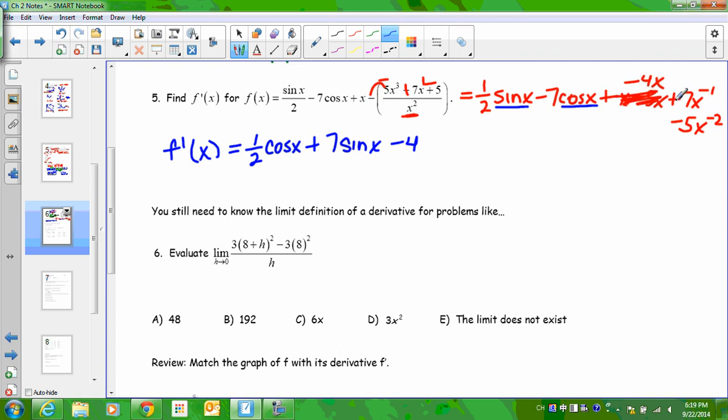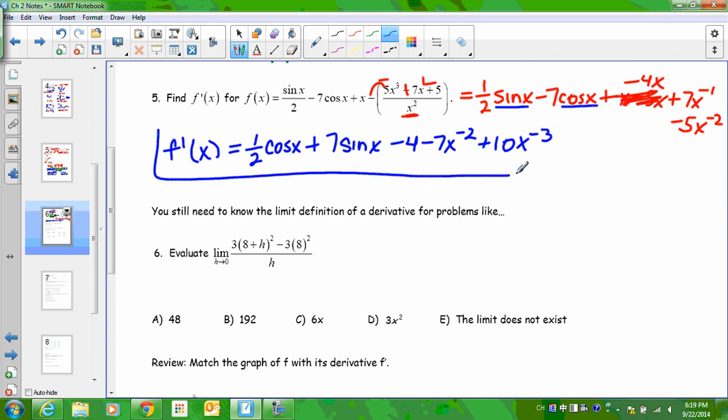Keep using power rule. Negative 1 times 7, negative 7. Subtract 1 from the power to get negative 2. Negative 2 times negative 5 is plus 10. And again, subtract 1 from the power and you get negative 3. And we're going to leave our answer just like that.